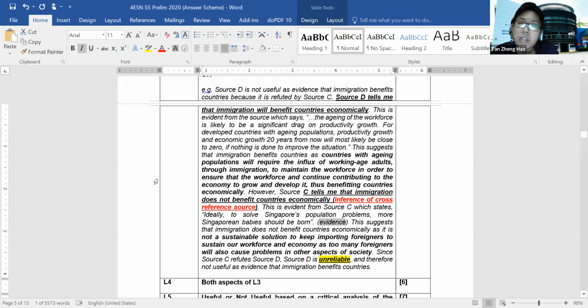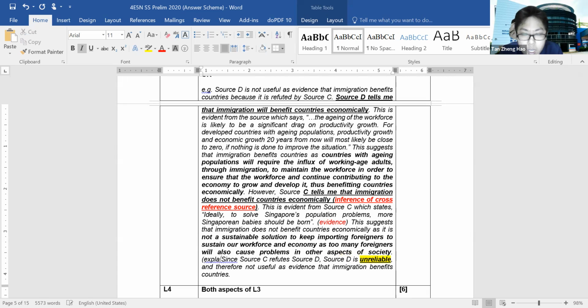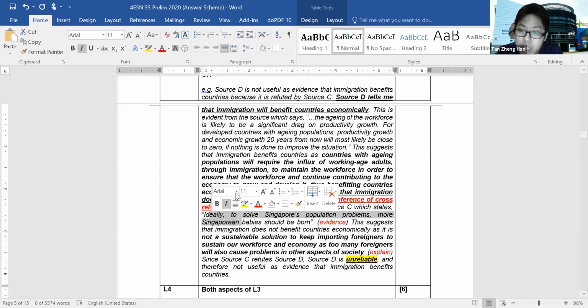I start to see how they challenge already. Okay, this suggests that immigration does not benefit the country economically, as it's not a sustainable solution to keep importing foreigners into our workforce, as too many foreigners will cause problems in our society. Okay, so here they are basically explaining, according to source C, immigration is not a good solution because ideally we want to have babies instead of having immigrants come in.